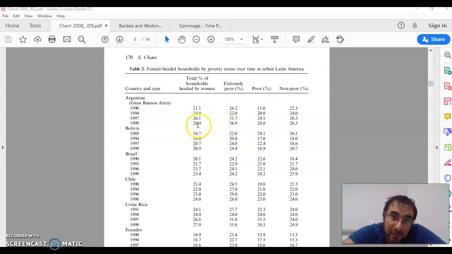As you see throughout the years, for example, in Argentina, female-headed households who are poor or extremely poor have risen more than the overall increase in the female-headed households. In Bolivia, it has also risen, although it has fallen and risen for the extremely poor, and it has fallen for the poor.